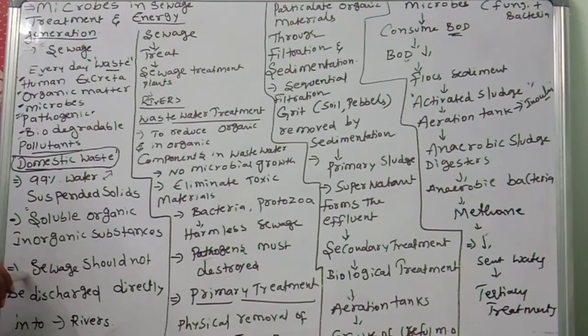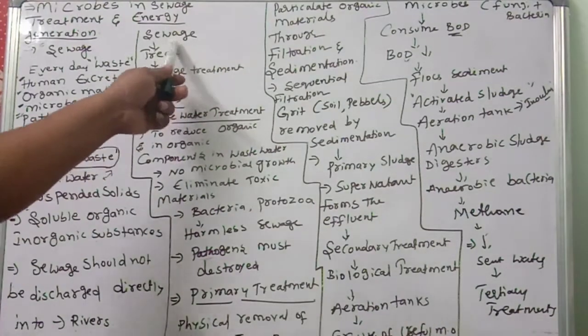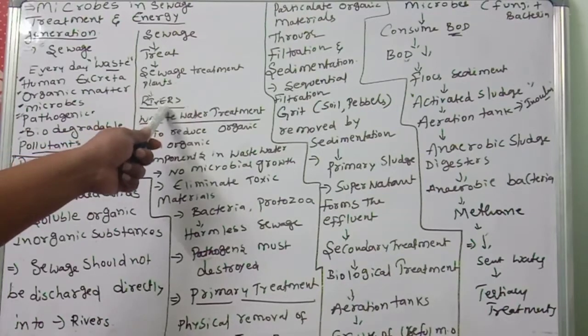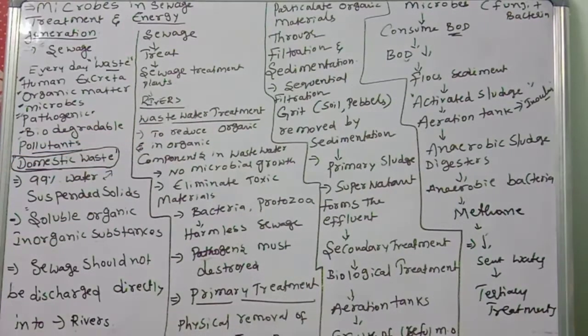So sewage should not be discharged directly into the rivers. Why? Rivers will get spoiled. This much waste definitely damages the river, water bodies and water ecosystems. So what do we have to do? We have to treat the sewage in sewage treatment plants, and only then send it to the rivers. So wastewater treatment is very important.